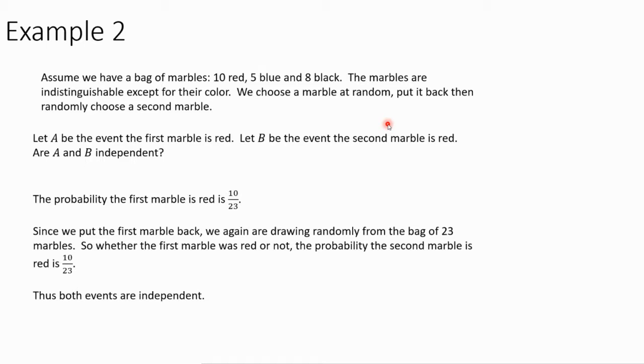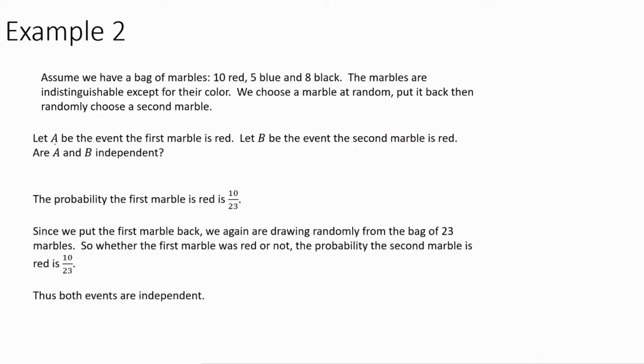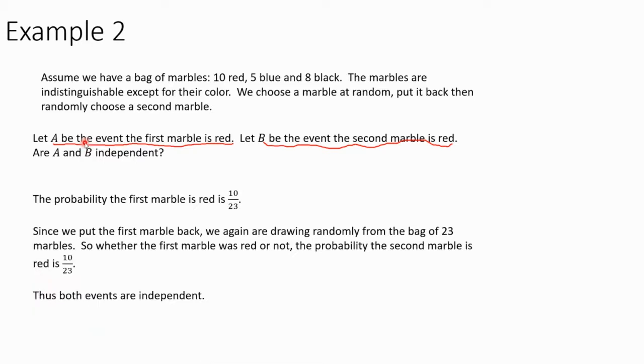So we're going to let A be the event. The first marble is red. That's the event. Okay. Now we're going to let B be the event that the second marble is also red. And now we want to know, are A and B independent? Again, we want to know whether A occurs or not, will the probability of B be affected?